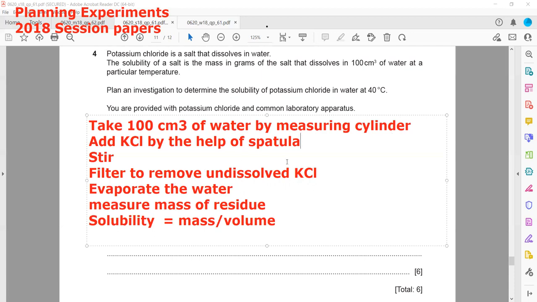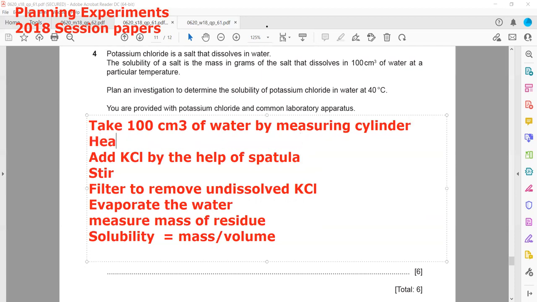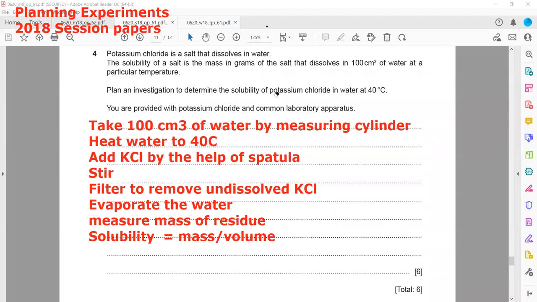But we want to maintain a temperature, so I have to mention here, when we took water in the measuring cylinder, we'll heat the water to 40 degrees and maintain the temperature. So this is how we work out how much salt dissolved in 100 cm cube of solvent.